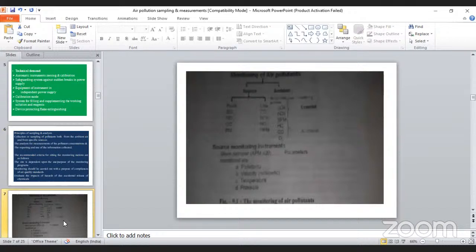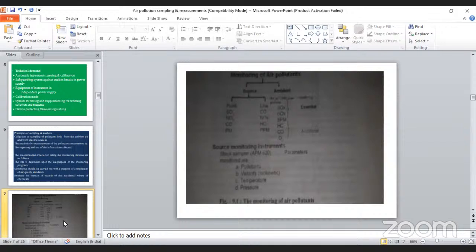So from this figure, you can understand what is the source monitoring of air pollutant, what is the source pollutant and ambient pollutant. Source pollutant is classified into line and point source, and for ambient, as per the WHO monitoring, they have given some of the components. The point sources are SOx, oxides of sulfur, oxides of nitrogen, carbon monoxide, and particulate matter.